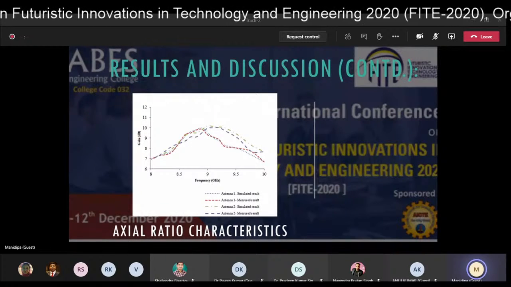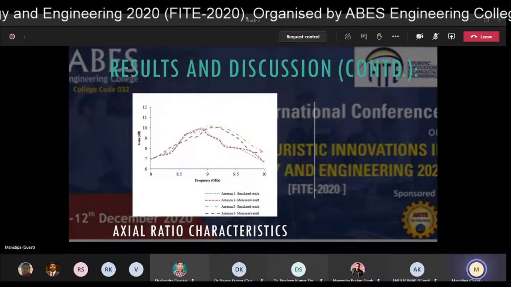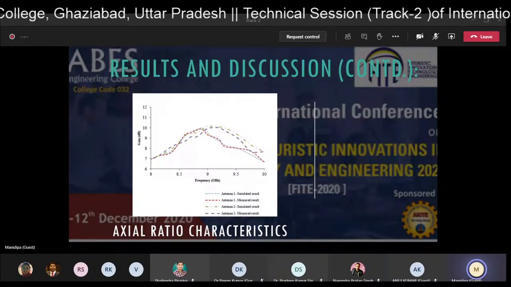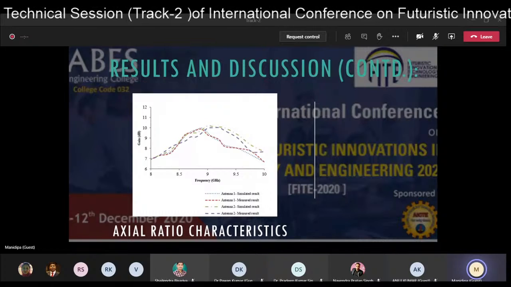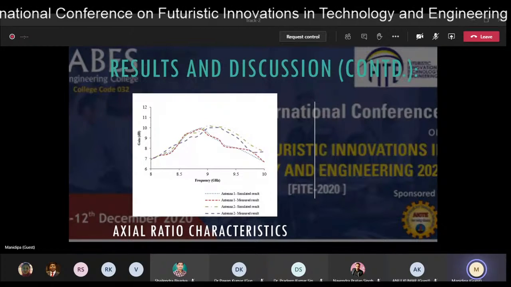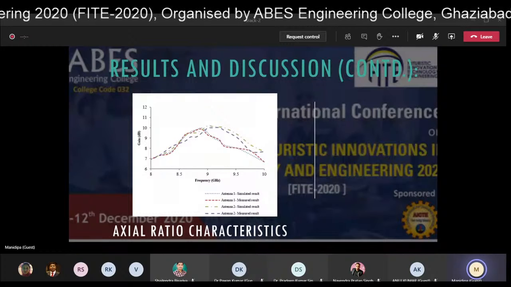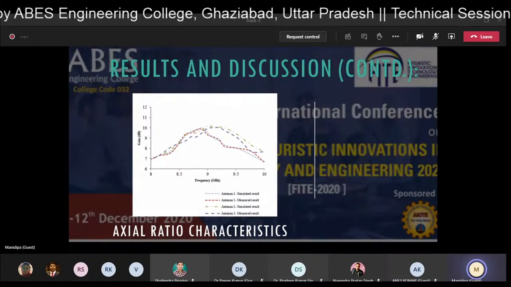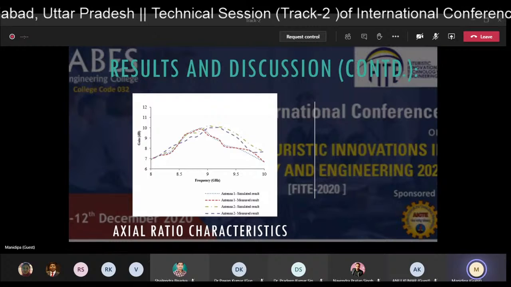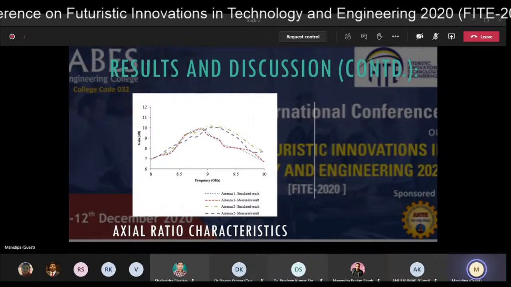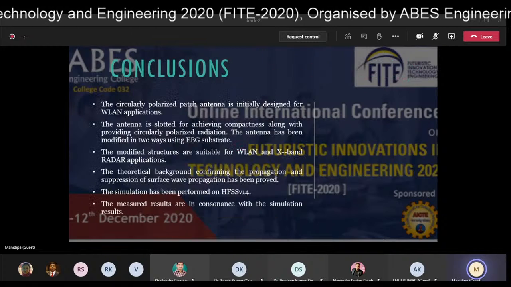Then this is the final plot showing gain characteristics, and for both the antennas the gain enhancement was observed. For the simple square patch antenna, we were getting very little gain, around 4 to 5 dB, and after using the surface wave suppressed geometry using the pins and side patches, the gain was enhanced to around 9 to 10 dB. This is shown for both the antennas in this diagram.